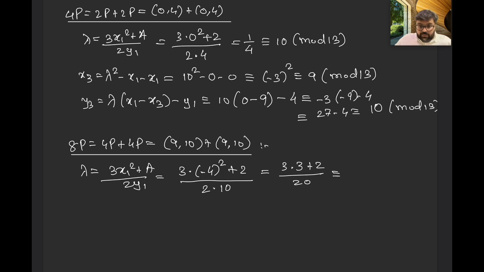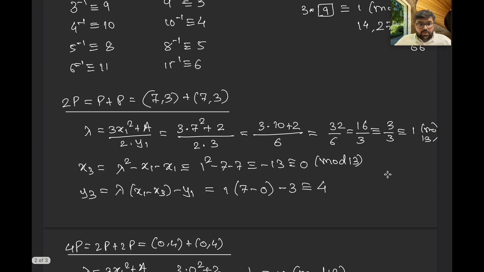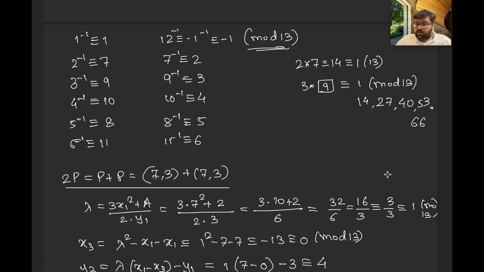3 into 3, 9. 9 plus 2, 11. 11 upon 20. I can write 11 as minus 2 also. And 20, I can write 20 as 7 modulo 13. Okay, so this is 7 inverse. 11 I can write minus 2. And what is 7 inverse? 7 inverse is 2. 1 upon 7, so that's 2.